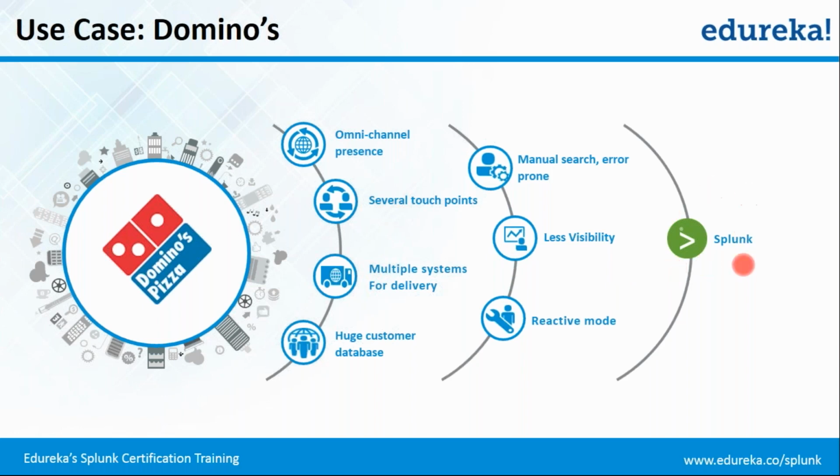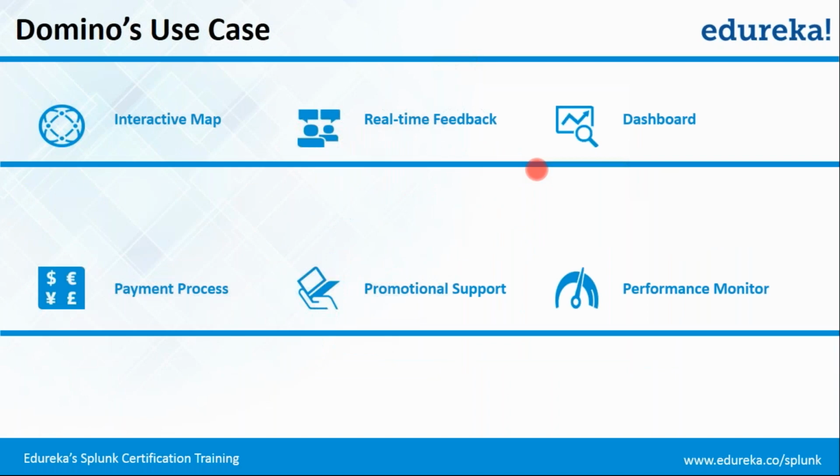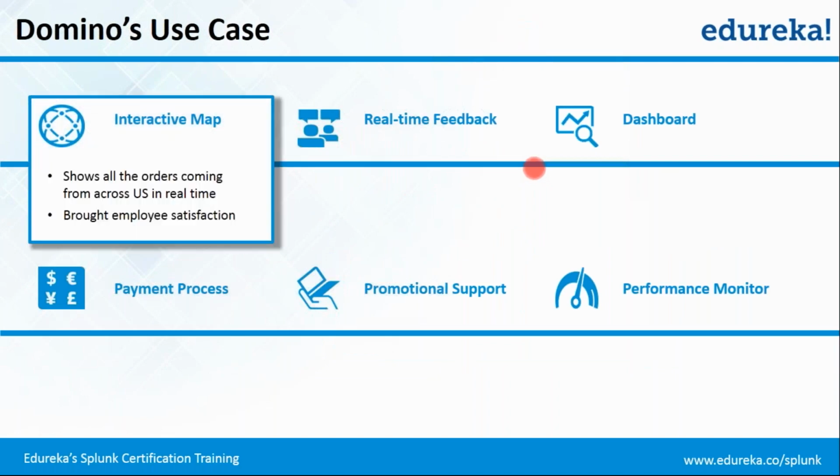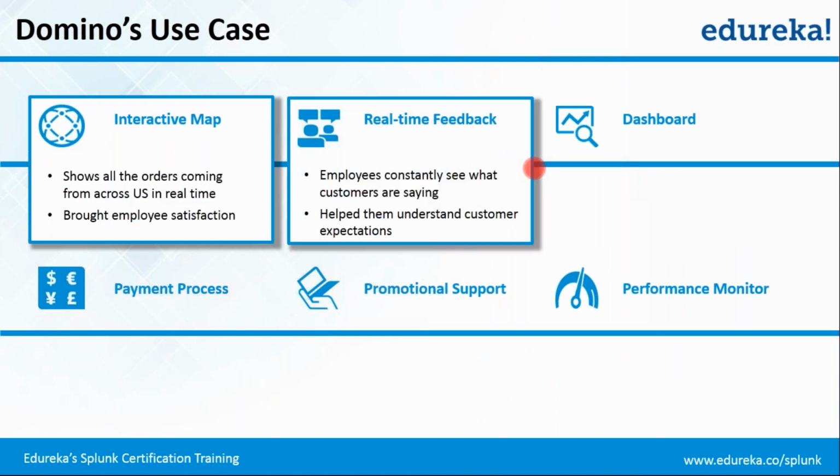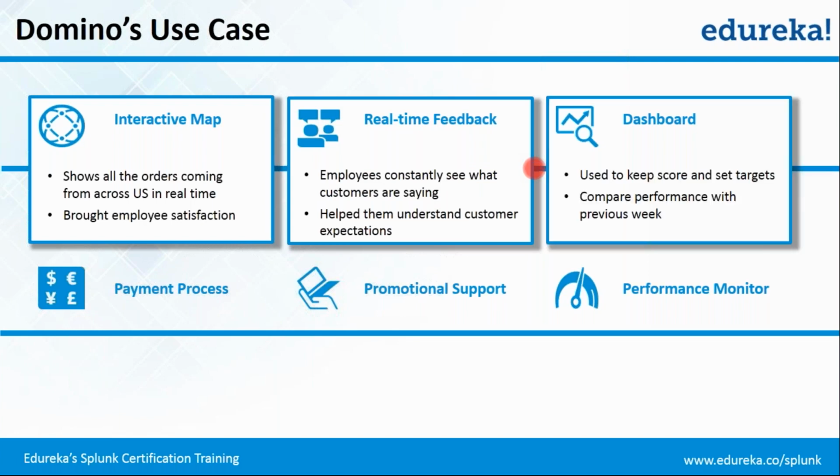And they started implementing Splunk. Domino's set up many new applications using Splunk. They set up interactive maps for showing all the orders coming from across the US in real time. They set up a means for getting feedback from their customers in real time. They set up dashboards to keep track of scores and set weekly targets.